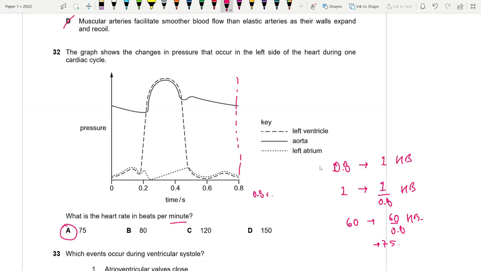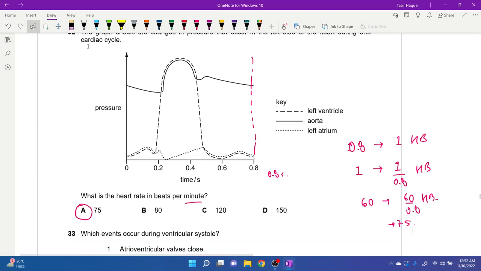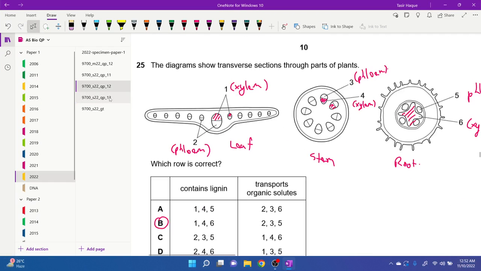So, I saw a comment on my video for paper 1-1. Someone was asking me for a detailed explanation of the cardiac cycle. So, let's talk about it right now for a bit, okay?